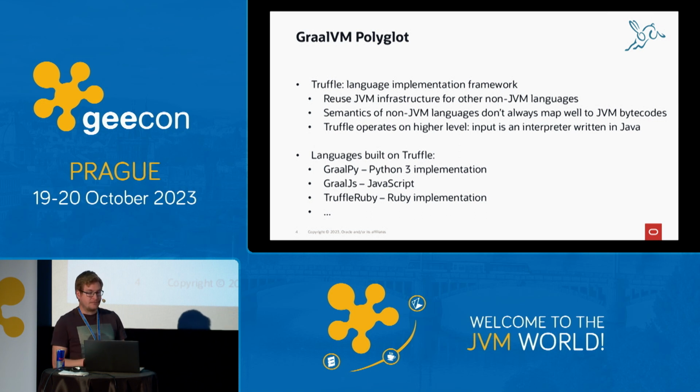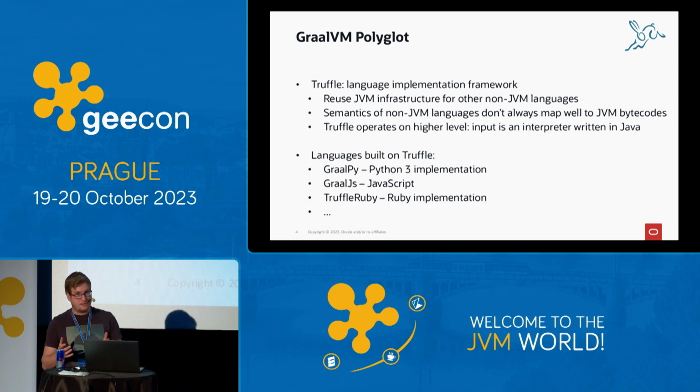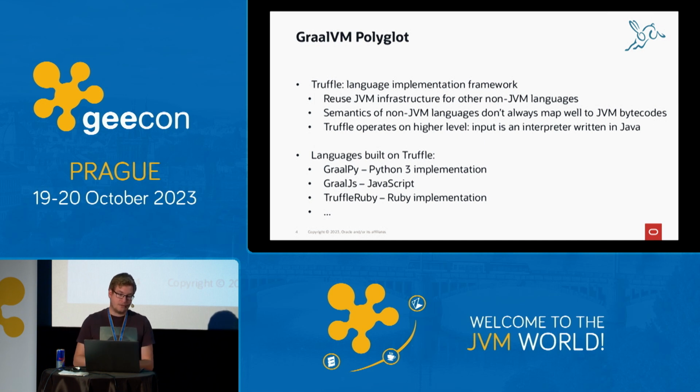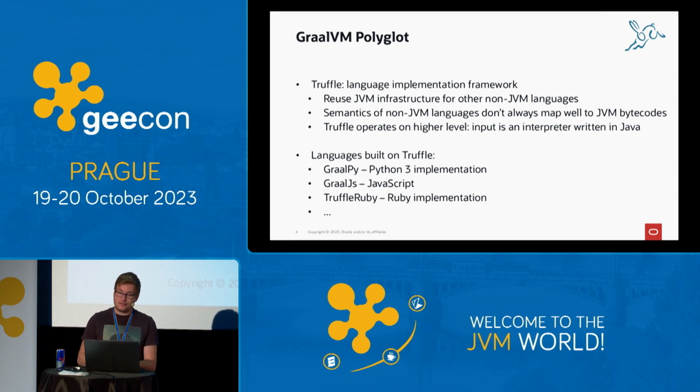There are some things that you can find on the internet, even some talks by me in previous GeeCONs where I explain this in more details. Today I'm going to focus on the practical side of things. Languages built on Truffle are, for example, GraalPy, which is a Python 3 compatible implementation that we are building in-house in Oracle Labs. GraalJS, JavaScript, the same story, the same for Truffle Ruby and a few other languages. There are also community developed languages. For example, Enzo, which was, there was a talk about Enzo yesterday.